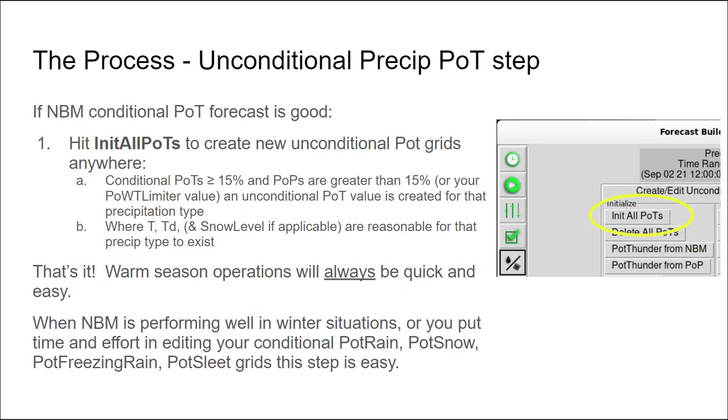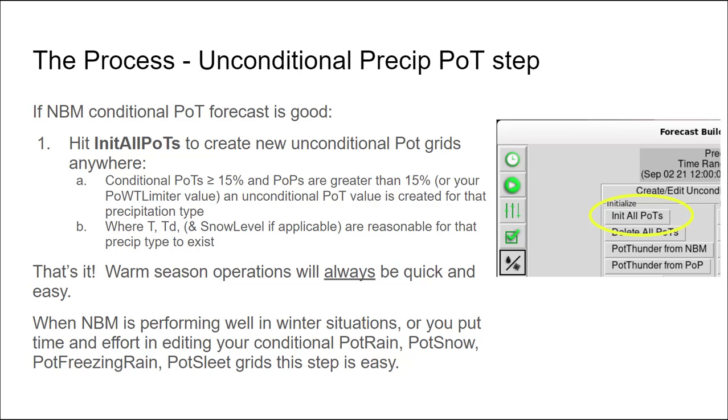The one thing that you always want to do in the unconditional precip POT step is hit the Init All Pots button, which will delete the old grids and create new unconditional POTs based on your POP values and the NBM POT forecast from the Analyze Adjust step. These unconditional POT values will be created anywhere the conditional POT grid is greater than 15%, or your POT limiter value. More on that in a little bit.